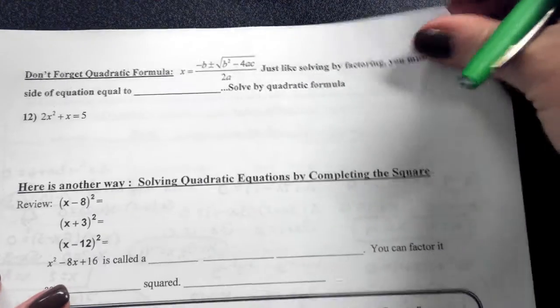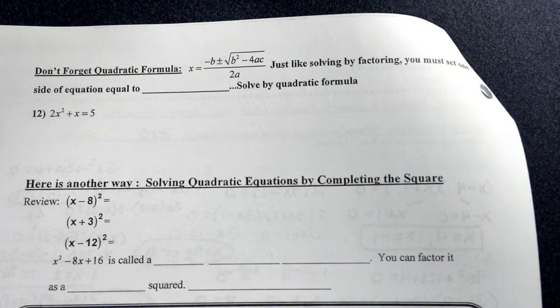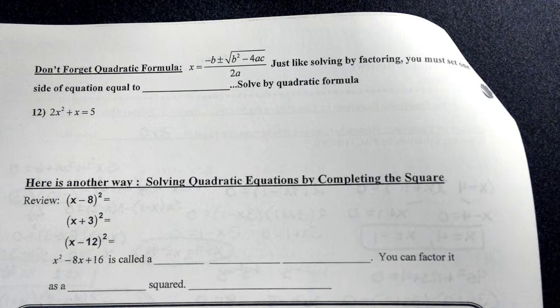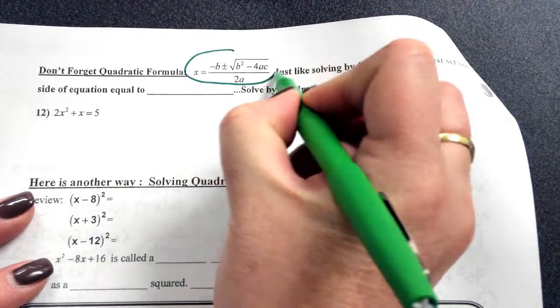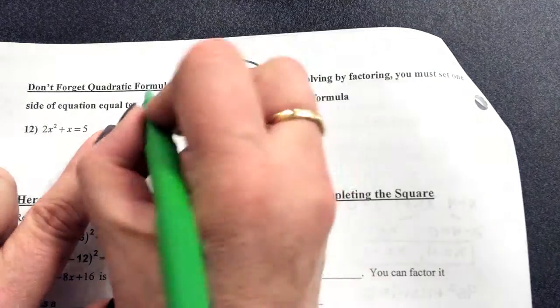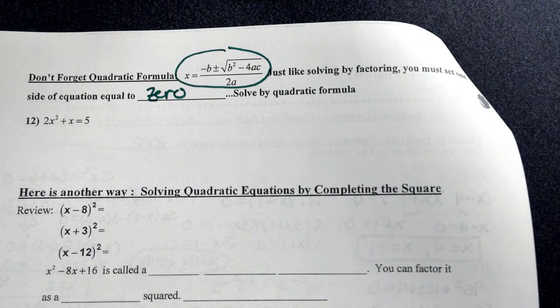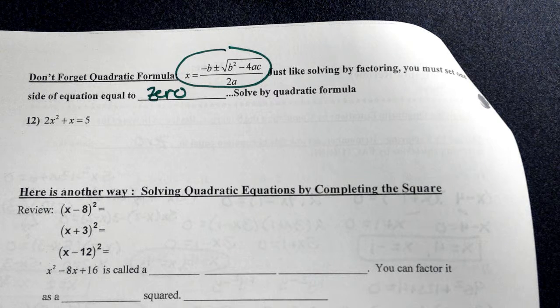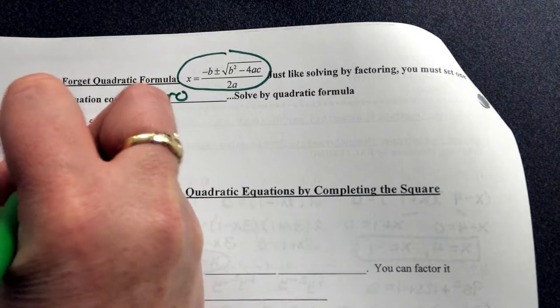So another method that you learned, which is my least favorite, is the quadratic formula. So when isolating the square doesn't work, factoring doesn't work, this is solving your quadratic equation by the quadratic formula. So again, in case you forgot, here's your quadratic formula. Remember, you still have to make sure you set one side of the equation equal to 0. So for factoring and the quadratic formula, you have to have a 0 on one side. So the first thing I have to do is subtract 5 here.